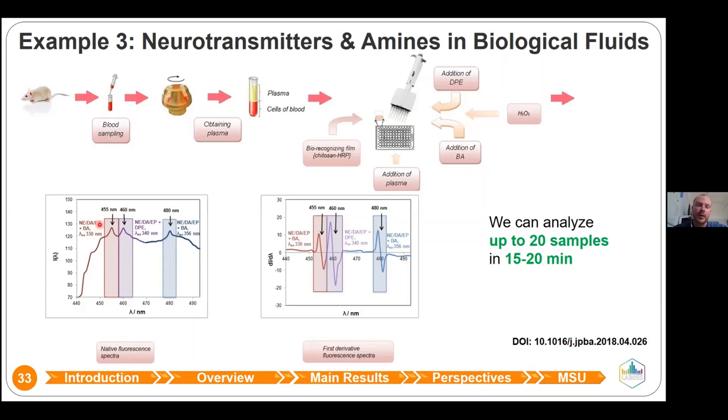But the idea here, since it's a spectroscopy method, is that we can also play with derivatives, like the first and second derivative of fluorescent spectra, and very easily detect up to 20 different compounds in 10, 15, 20 minutes. So once again, I advise you to follow the link that is given here.